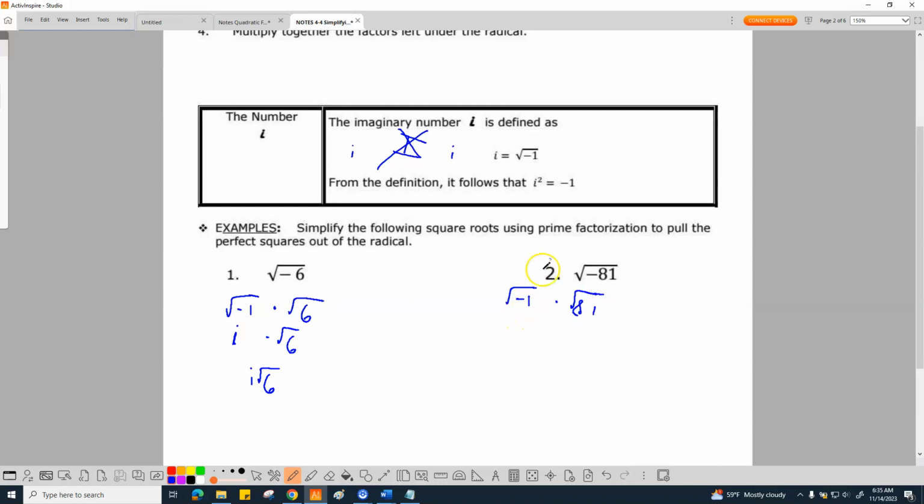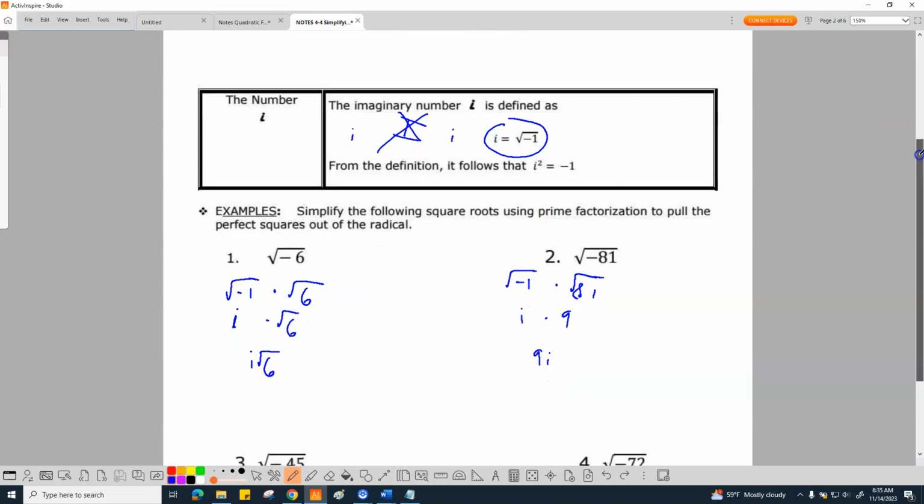Square root of -1, by definition, that you have to memorize, is i. The square root of 81 is 9. So when I put it together, there's no houses here at the very end. So no houses, the i goes at the end. If there are radicals, it goes in front of the radical. If there is no radical, it goes behind the numbers and stuff. So that's the basics of that.